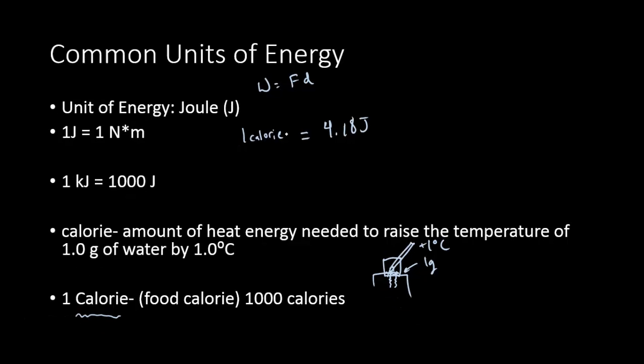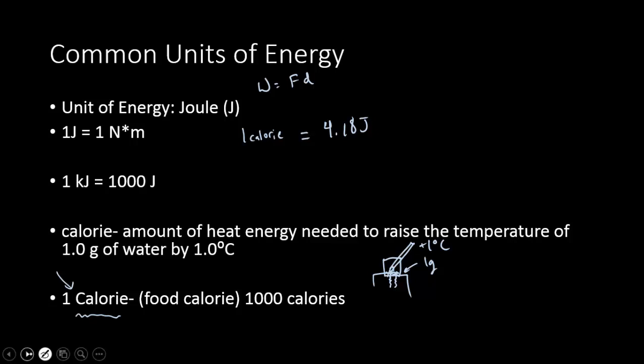And then the other calorie that we're all familiar with is the calorie that we see on the side of our Snickers bar, and that calorie is not in fact a lowercase c calorie. It is in fact an uppercase C Calorie, which is 1,000 calories. So 1 food Calorie is enough energy essentially to raise 1,000 grams of water by 1 degree. That's going to be the amount of energy associated with 1,000 lowercase c calories.